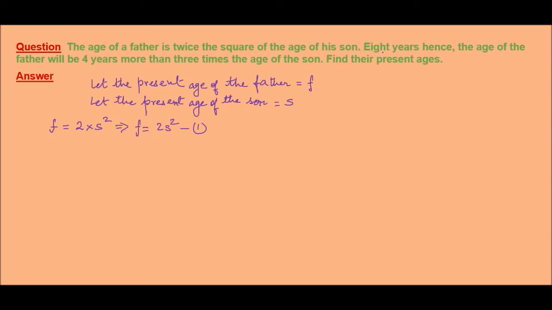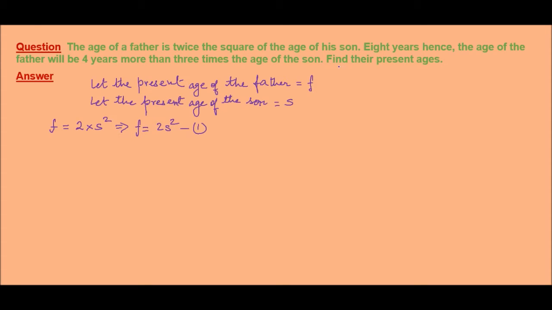Coming to the second sentence, 8 years hence, that is 8 years after, the age of the father, obviously the age of the father and the son will be increased by 8. Suppose the present age of father is 30 years. So after 8 years, he will be 38. So whatever is the present age of the father, we have to add this 8 to the present age of the father to get the father's age after 8 years. And we have to add 8 to the son's present age as well to get the age of the son after 8 years.